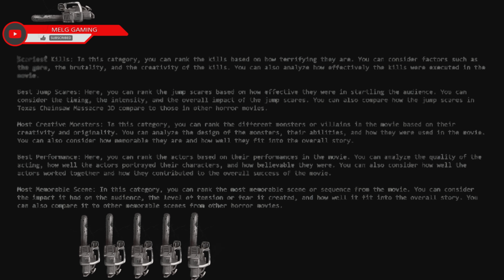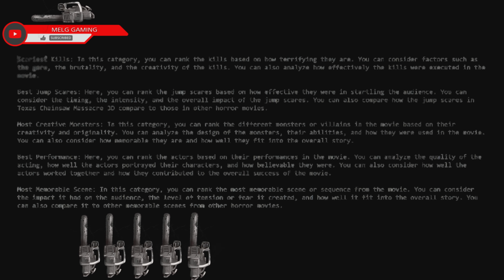Most creative monsters. In this category, you can rank the different monsters or villains in the movie based on their creativity and originality. You can analyze the design of the monsters, their abilities, and how they were used in the movie. You can also consider how memorable they are and how well they fit into the overall story.